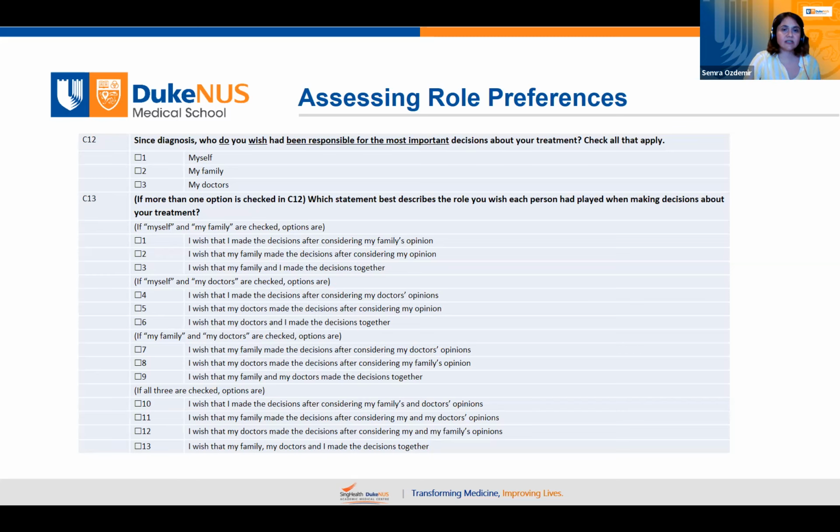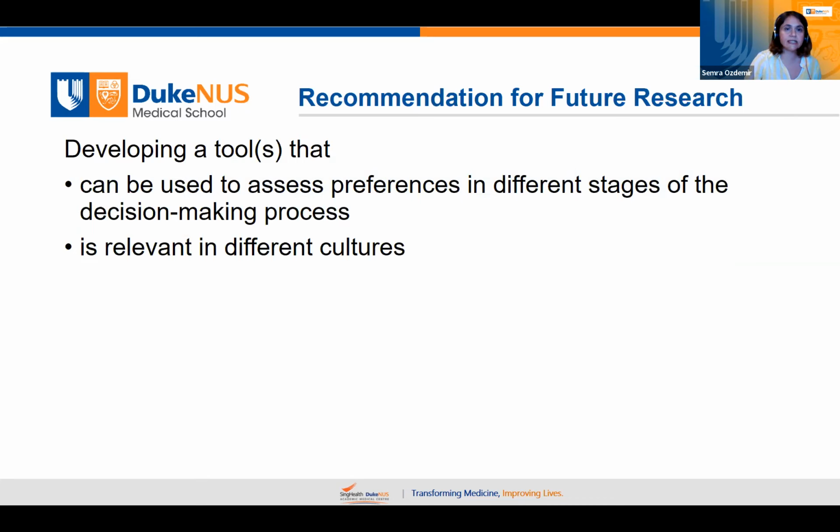Okay, I'm going to skip this. This is the type of questions I use to assess role preferences. Perhaps we can talk about this later.